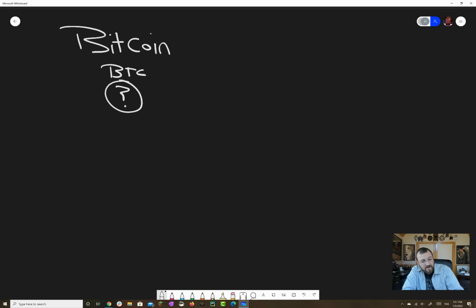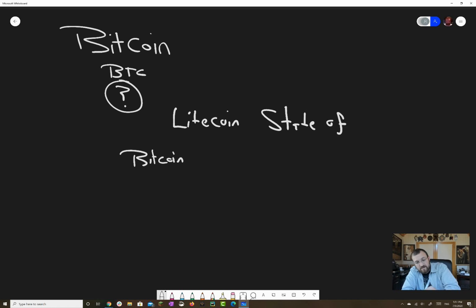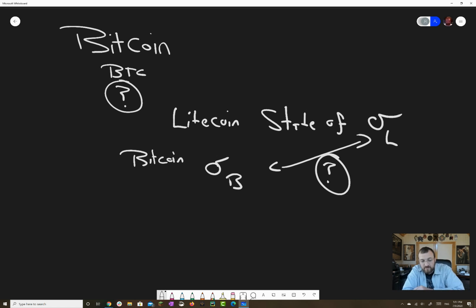So if you have Bitcoin and Litecoin, for example, and we'll use sigma for the state. So the state of Litecoin versus the state of Bitcoin, these two systems are not sophisticated enough to really know what's going on. Furthermore, they're single asset ledgers, SALs. Now, the world has moved into an MAL system, multi-asset ledgers.